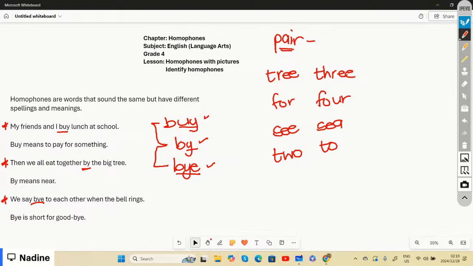All right. And if we were to identify the homophone of pair, then it is pear, like a fruit that we eat, right? So pear, which is the fruit that we eat. So that is basically homophones. Homophones, words that sound the same, but they have different spellings as well as meanings.